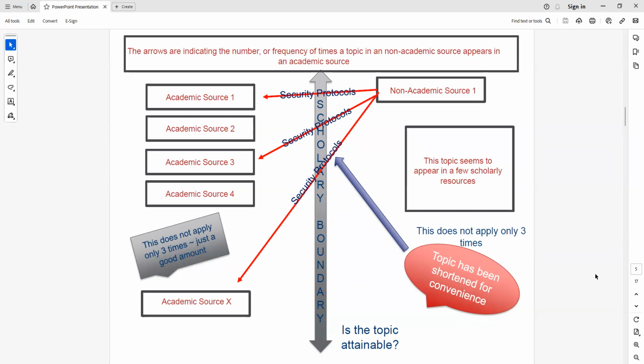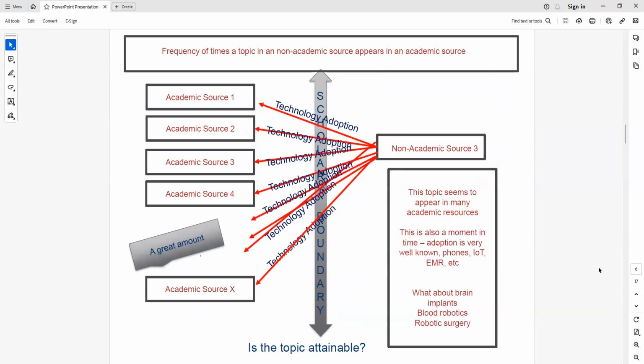And then I start searching in the academic journals, and you know what? I see it. Now you see 3 lines. It doesn't necessarily mean 3. I only found 3. It just means I found a few. That's all it means. So can I do a topic on security protocols? Possible. Let's go to technology adoption. And yes, technology adoption is very big. It is very big in the academic literature.